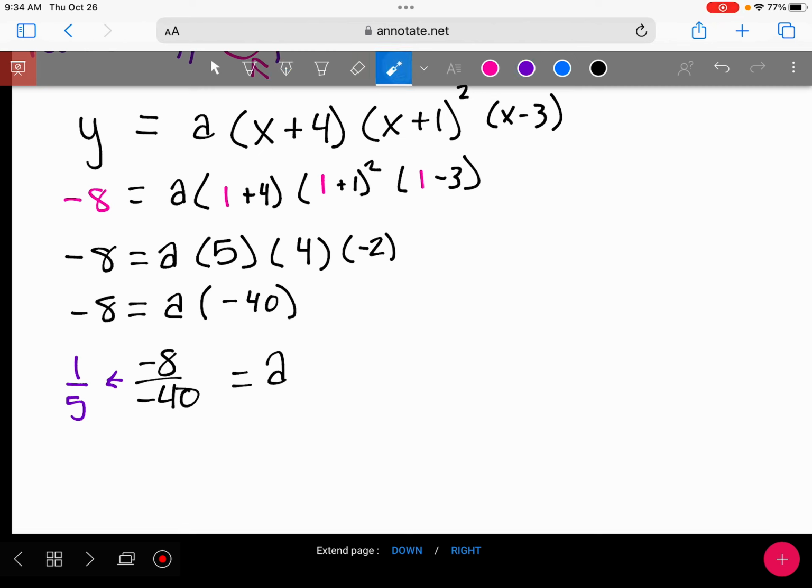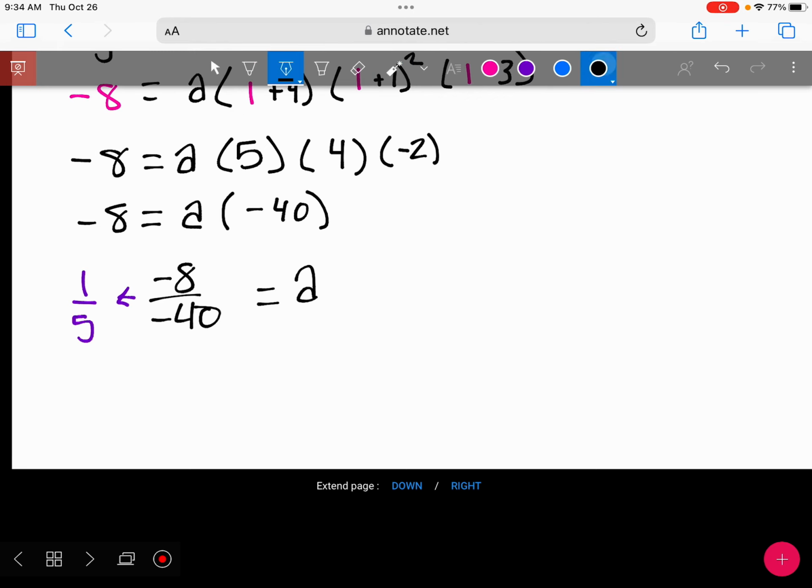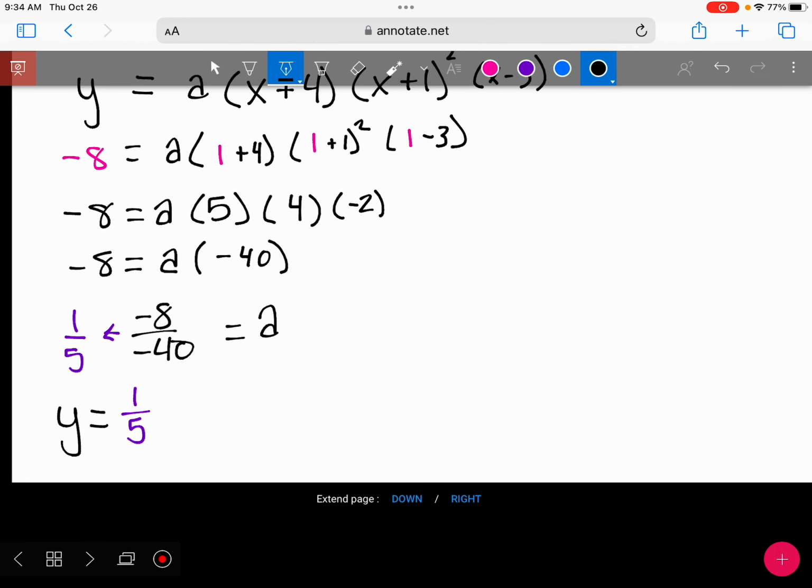So we're going to take it back to our we-didn't-know-A equation. We're going to put in the A we now know. y equals 1/5 times all our factors. X plus 4, x plus 1 squared, x minus 3. So is that factored form? That's factored form.